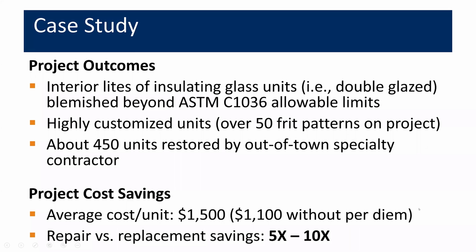The average cost per unit wound up being about $1,500. If we take out having this person staying in a hotel and eating, that would be about $1,100 on average per unit. And even with that cost, the repair versus replacement savings was somewhere in the ballpark between 5 and 10 times, recognizing that some units have more or less polishing on them, and some units are more or less expensive depending on what they were.